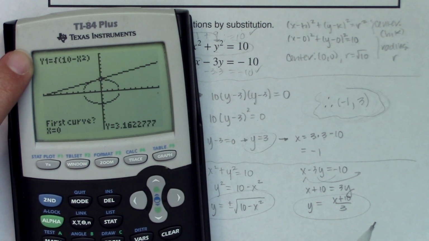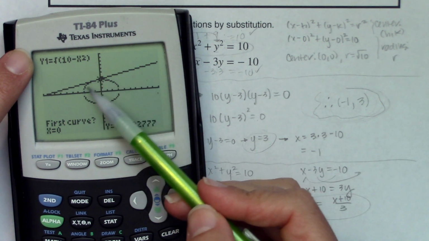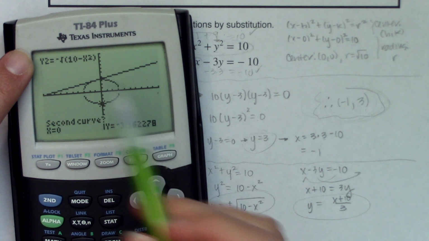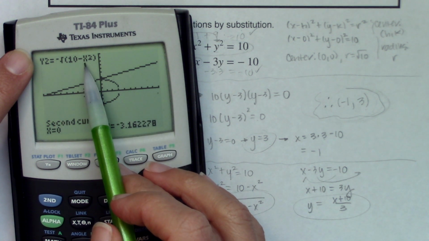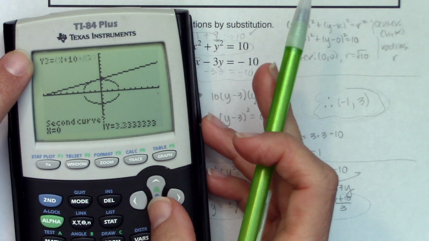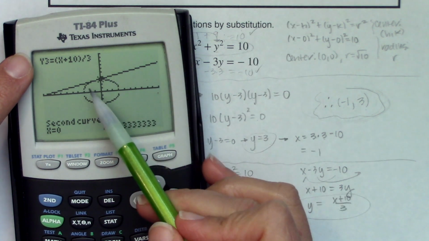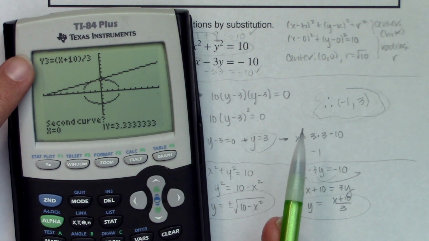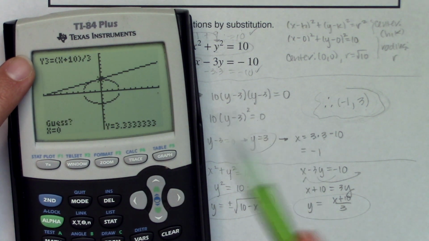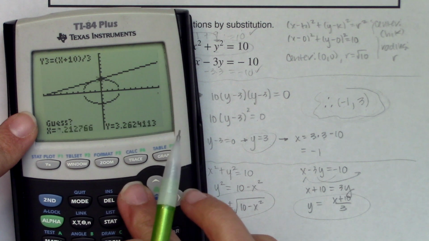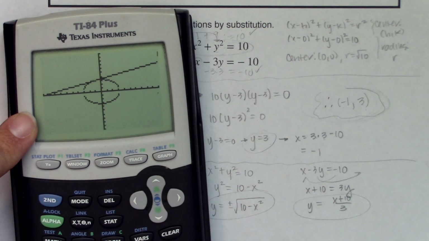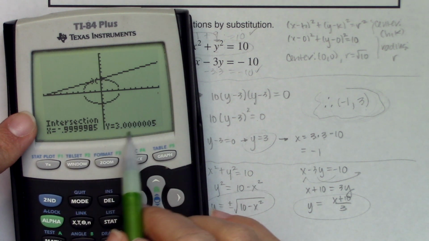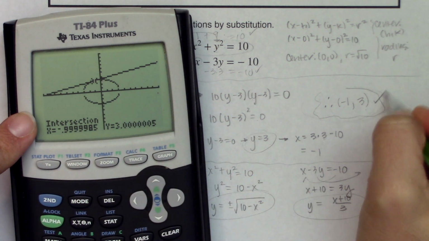I do want one of my equations to be the top half of the circle. So I'm going to hit enter. I do not actually care about the bottom half of the circle, so I'm going to hit the down arrow key and go down to the line. I want to see when the top half of the circle intersects the line. So my second curve needs to be the line. And then I'm going to just guess somewhere around negative 1 and see what pops back up.